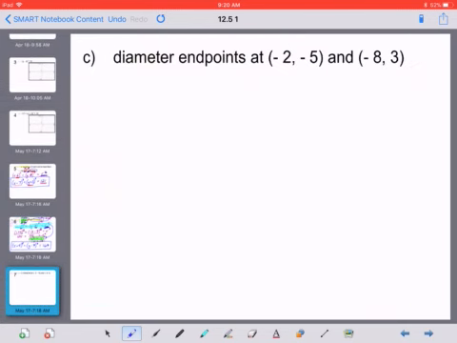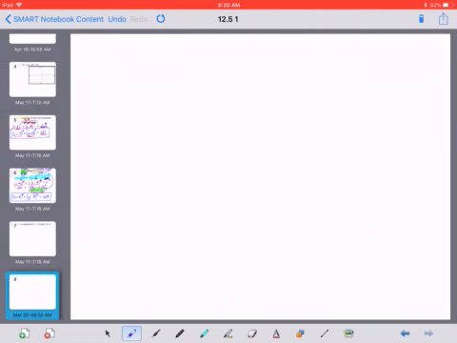And one last example that we're going to do here is similar to B, but a little bit more complicated. What they did here is they gave us the endpoints of the diameter. Now, at first glance, it might not seem like that helps us all that much. The two things we need to know about a circle are its center and its radius, and neither of those were given to us.